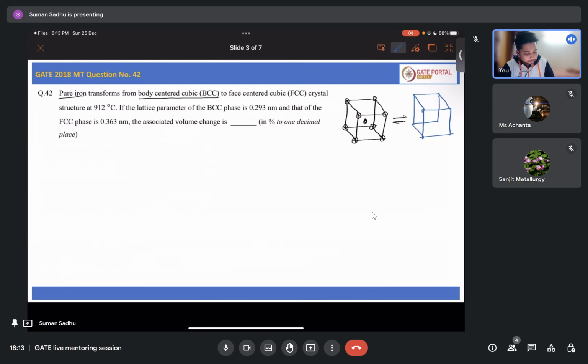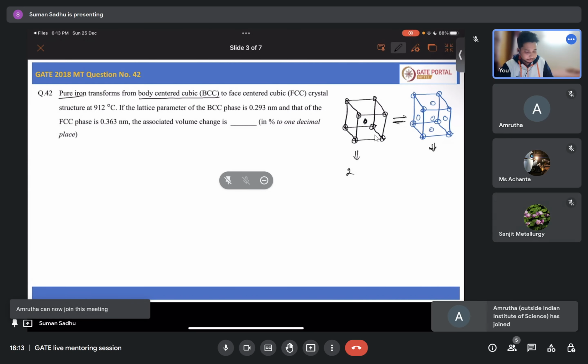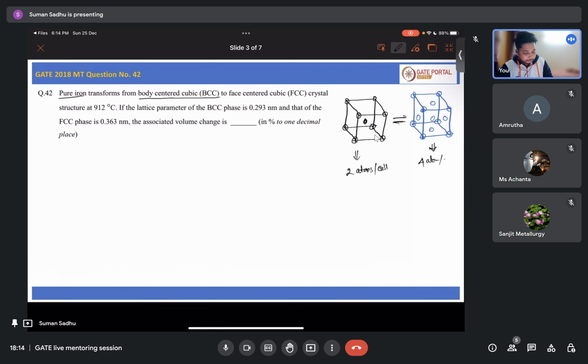So these are the distribution of the atoms in the BCC and FCC crystal structure. In case of BCC, how many atoms do you have per unit cell? 2, sir. And in case of FCC? 4. Okay. Is it clear to you also, Ajanta? Yes, sir. So in case of BCC, you have 2 atoms per unit cell, and in case of FCC, you have 4 atoms per unit cell.